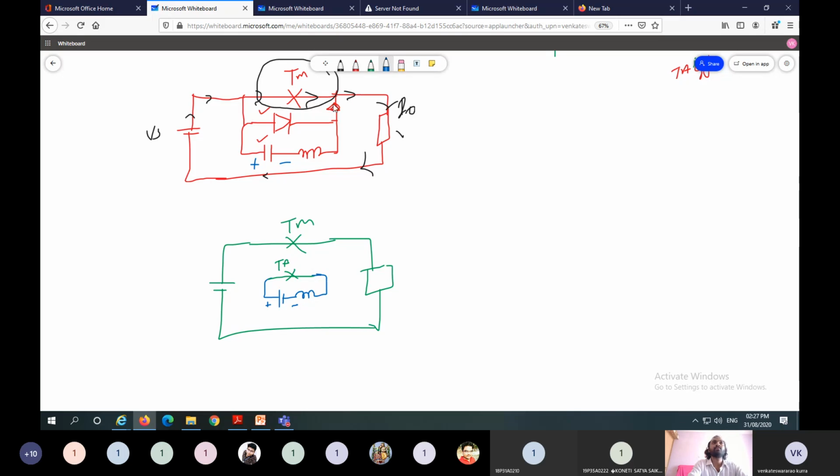Here no current flows in the diode on this path. So these are like open circuits. No current flows in this path. So I think all of you know the polarities of voltage and capacitor during charging and discharging.